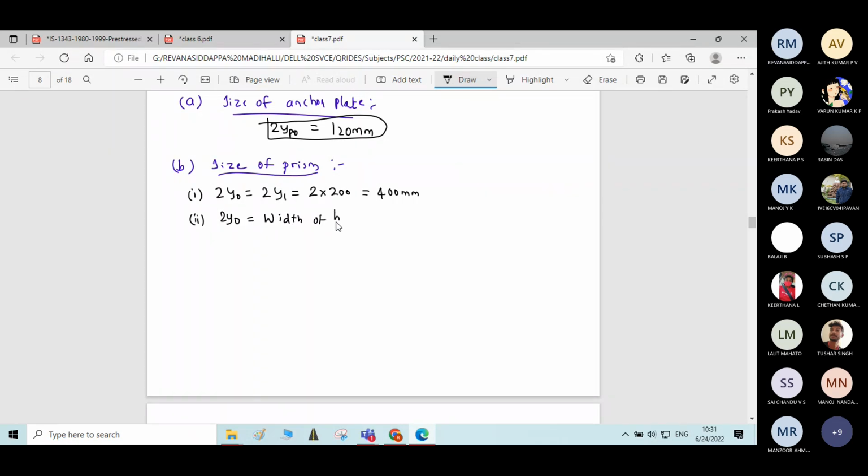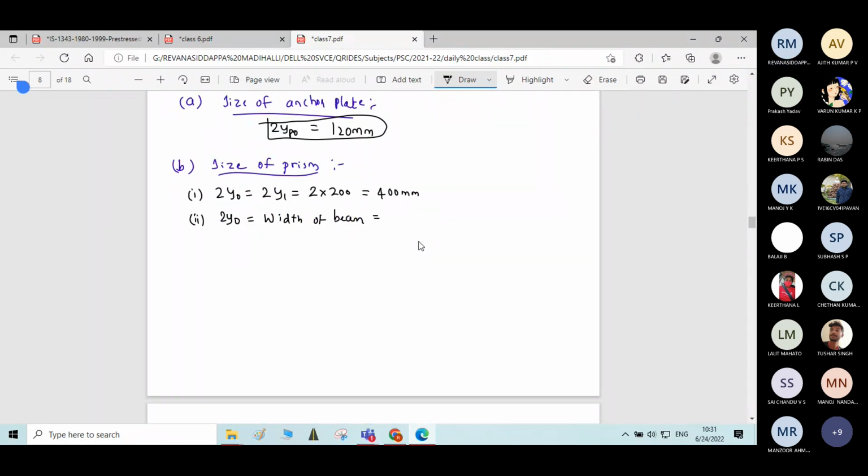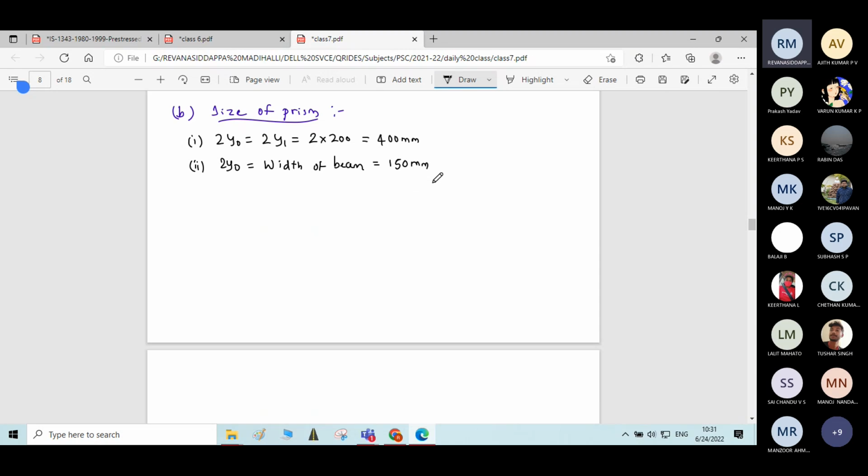Width of beam. Width of beam is how much? 150 mm. So out of these two calculations, we need to consider the least value as 2 y naught. That is the size of the prism. Which is the least value? This one is the least value. Therefore, take 2 y naught equal to 150 mm.